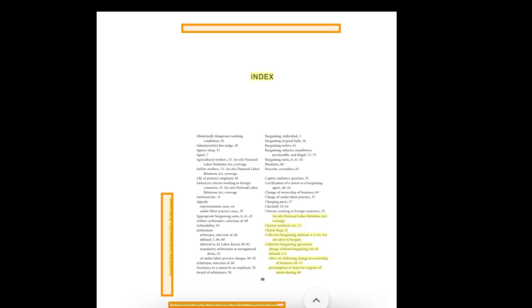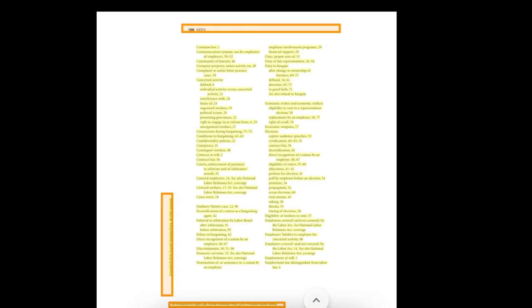Collective bargaining agreement: change without bargaining, 64 to 65; defined, 4 to 5; effect on, following change in ownership of business, 69 to 71; presumption of majority support of union during, 68. Common law, 2. Communication systems, used by employees of employers, 50 to 52. Community of interest, 46. Company property, union activity on, 49. Complaint in unfair labor practice cases, 38.